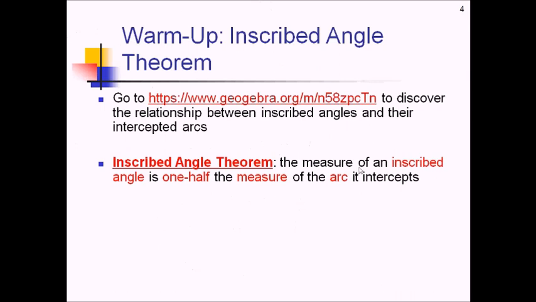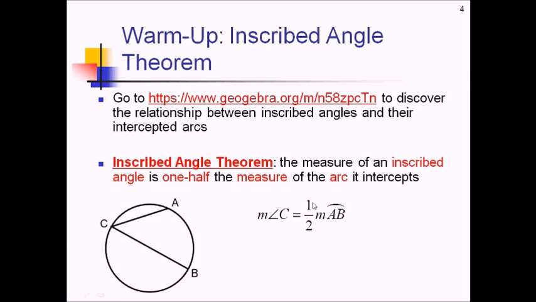The measure of an inscribed angle, and this is the inscribed angle theorem, the inscribed angle is 1/2 the measure of the arc that it intercepts. So in this picture here, for example, angle C is going to be exactly half of arc AB. And then arc AB, you could say, is exactly twice whatever angle C is. In general, if this is x right here, then this over here is going to be 2x.